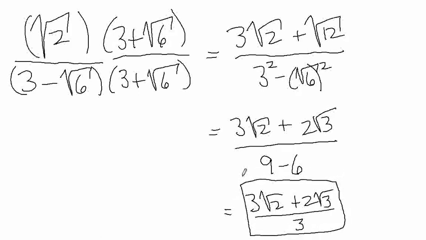Now, I would like you to do an example that involves what I called conjugates. So try this one: 6 over 3 plus the square root of 3. Pause the video and try to remove the radical from the denominator for that example, please.